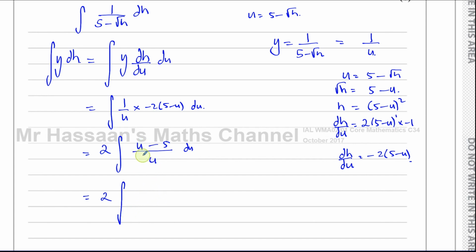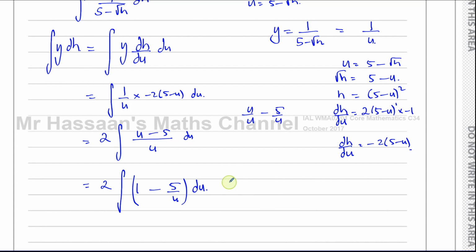But what I can do is say this is like u over u minus 5 over u, which gives you 1 minus 5 over u. And that I can integrate with respect to u, pretty simple. So that will give me 2 times, now I can get rid of the integral sign, if I integrate 1, I get u. If I integrate 5 over u, it's going to be 5 times ln of the modulus of u.